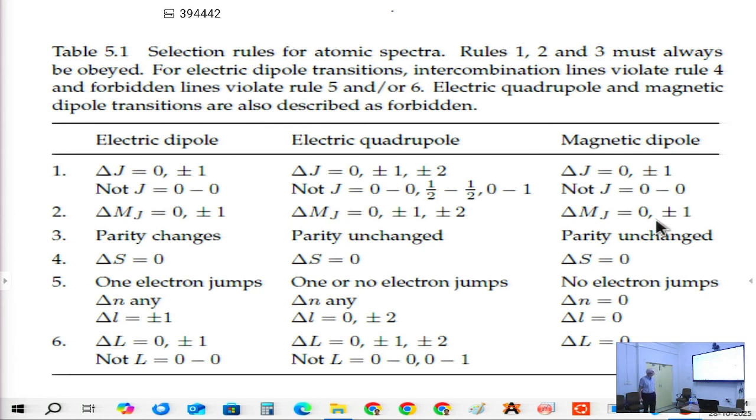So for instance, in hydrogen, you don't need to worry about the change in the spin because they're always spin half, because there's only one electron. So some of these selection rules in hydrogen aren't needed.